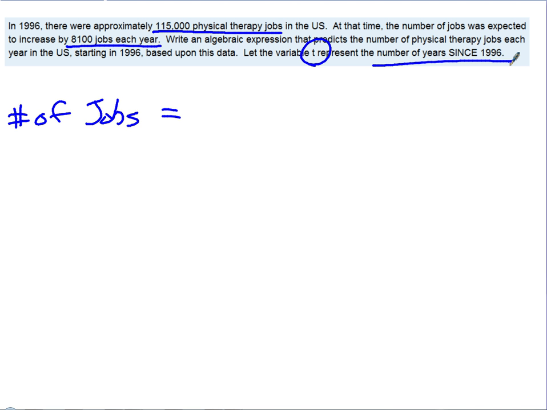Now that's going to change, isn't it? Of course we need a variable in there because the number of jobs is going to change every year, right? How are we going to set that up? How are we going to start? Yes, ma'am. 115,000 is the number of jobs. Okay, so that's what we're starting with, right? So we know that in 1996, that's how many jobs there were. Is it going to stay that way? No, it's not going to.